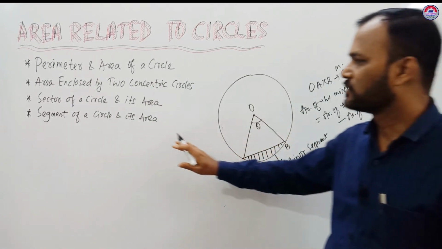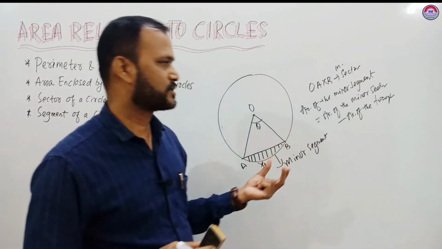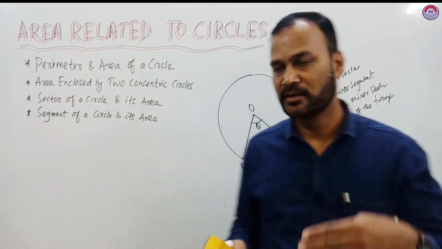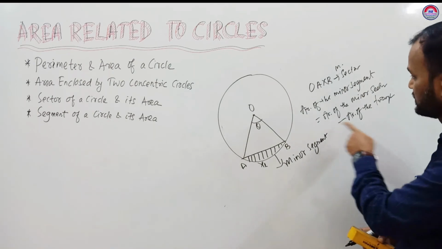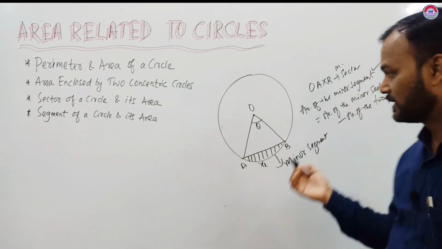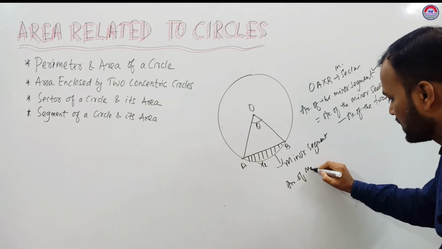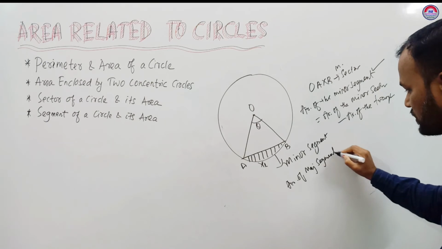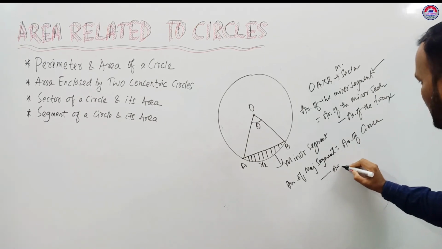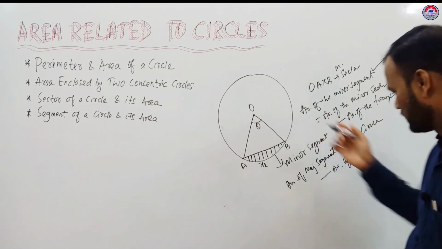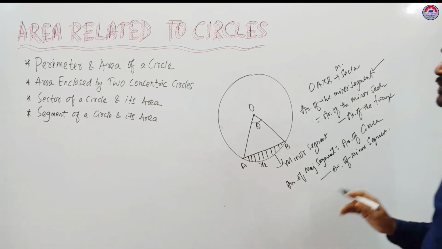So this was the concept of this chapter. Some points here: what is a chord, what is a radius, what is a diameter, what is a secant, what is a minor sector, major sector, minor segment, major segment. Here you get the area of the minor segment. Then how to find the area of the major segment? The area of the major segment is equal to the area of the circle minus the area of the minor segment. Okay, get it?